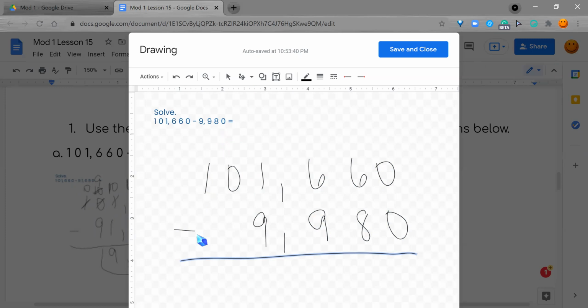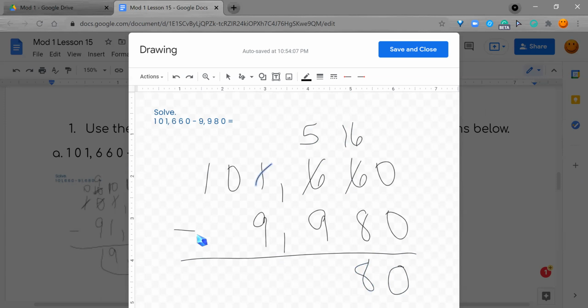So let's start off in our ones column. 0 minus 0, great job. 6 minus 8. Good job. We need to regroup. So this 6 becomes a 5, great job, which means this 6 becomes 16. 16 minus 8 is 8. 5, take away 9. No? Yes, we have to regroup.